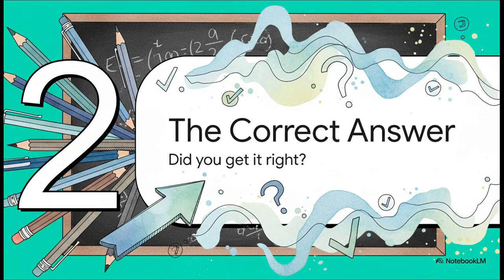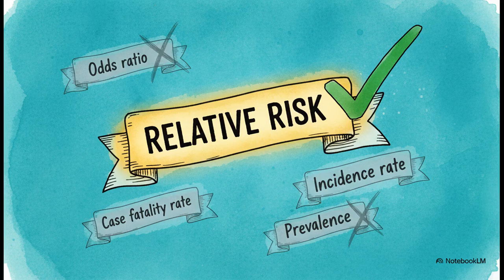The correct answer is A, relative risk. If you got that, give yourself a pat on the back. Seriously, well done. And if you didn't, no worries at all, because we're about to dig into what it means and, just as important, why the other ones aren't the right fit.